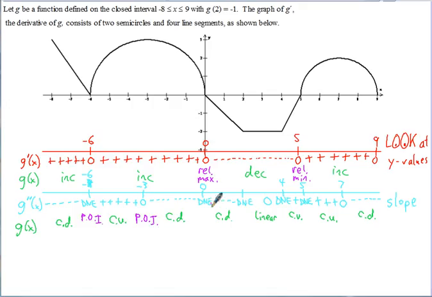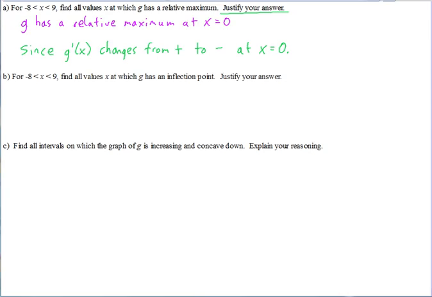At 0, it doesn't change sign. At 2, it doesn't change sign because it goes from negative to 0. And neither at 4, it goes from 0 to positive. At 5, it doesn't change sign, but at 7 it does. It changes from positive to negative, so there's another point of inflection. So out of our possible points of inflection, only 3 of them, -6, -3, and 7, actually turned out to be points of inflection.